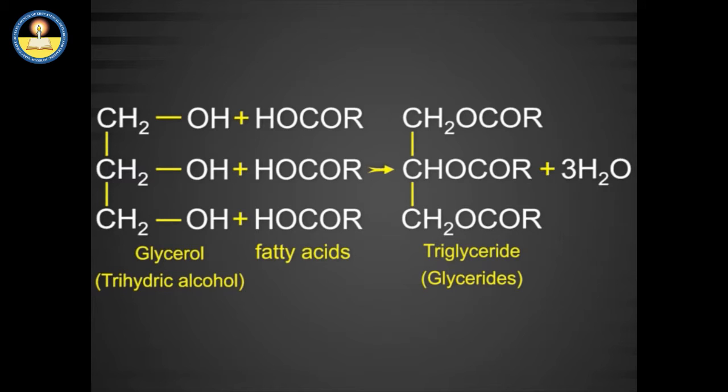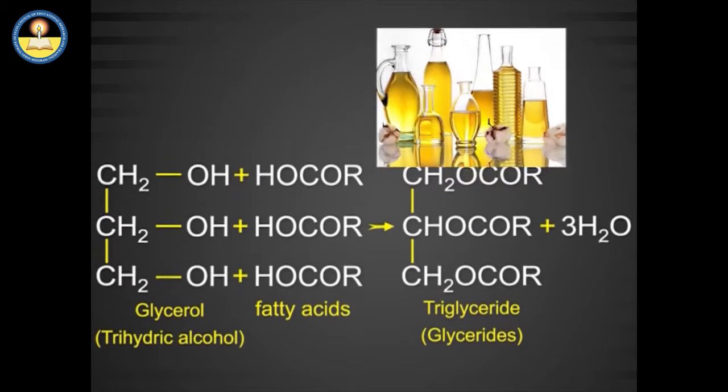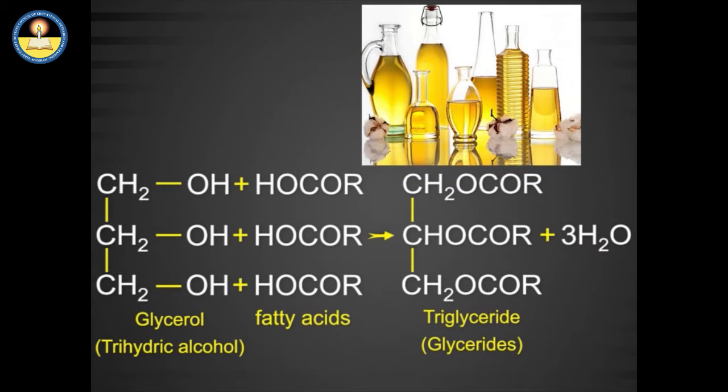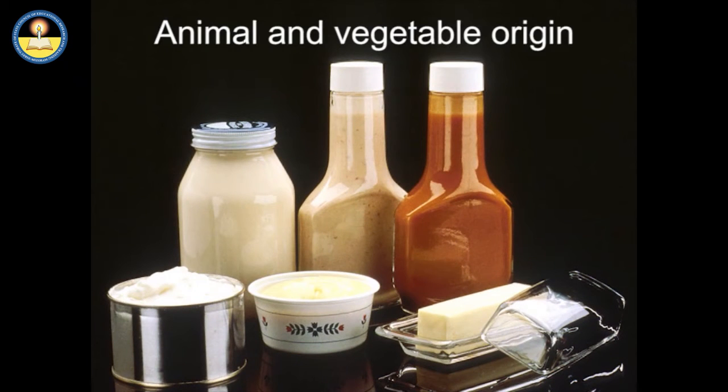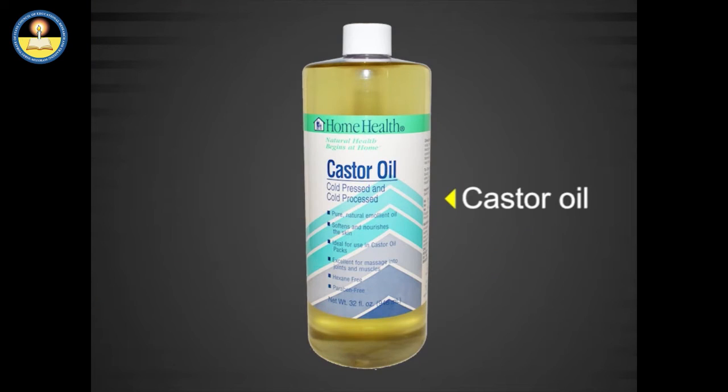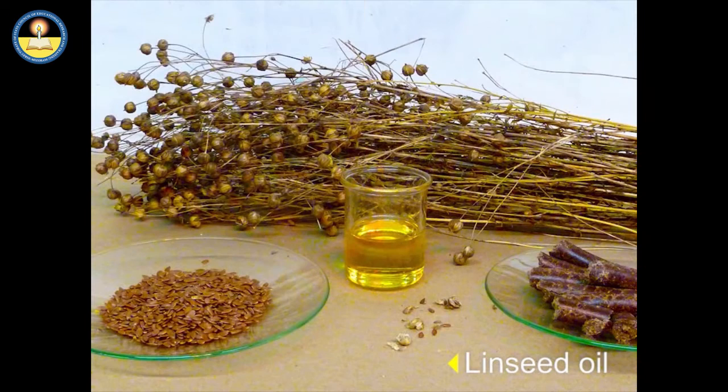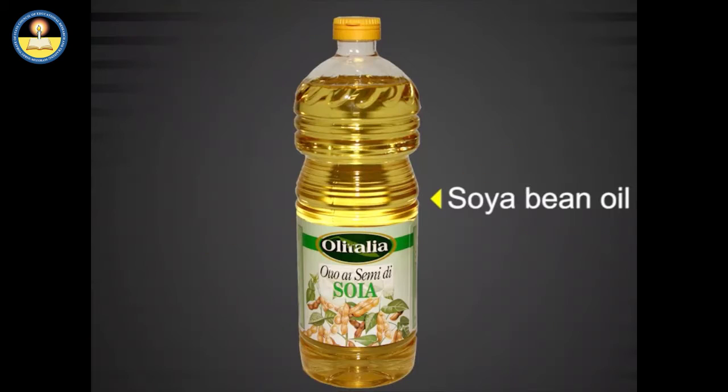These fatty acids exist as esters of glycerol, which is a trihydric alcohol. The triesters are also called triglycerides or simply glycerides and are the constituents of edible oils and fats. These are of animal and vegetable origin, for example, castor oil, linseed oil or soybean oil.